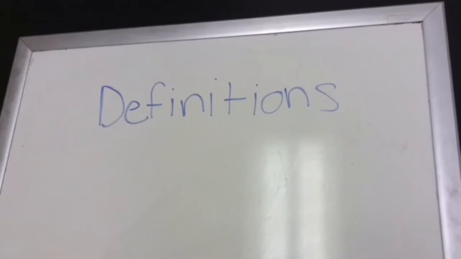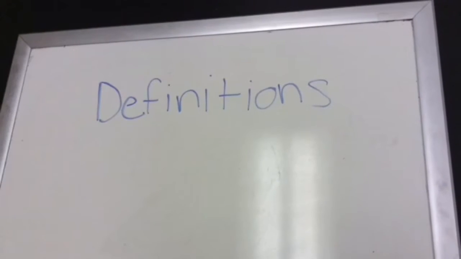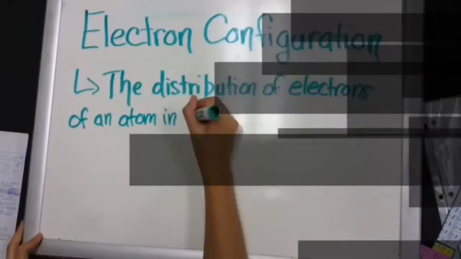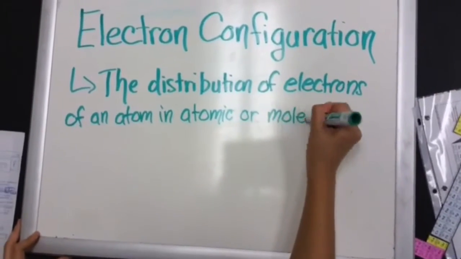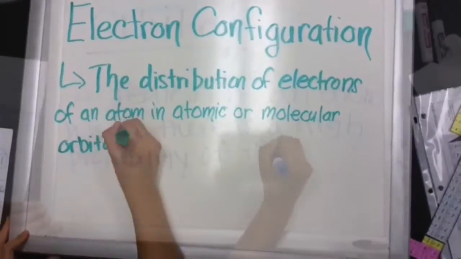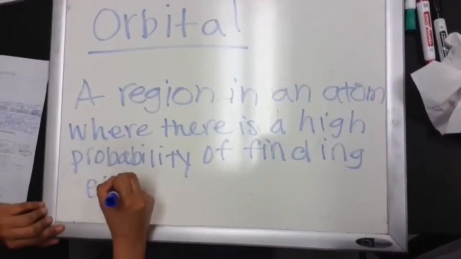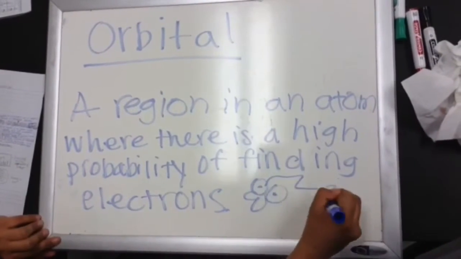Today we will be discussing electron configuration, but before we begin, we need to go through some vocabulary. Electron configuration is the distribution of electrons of an atom in atomic or molecular orbitals. An orbital is the region in an atom where there is a high probability of finding electrons.